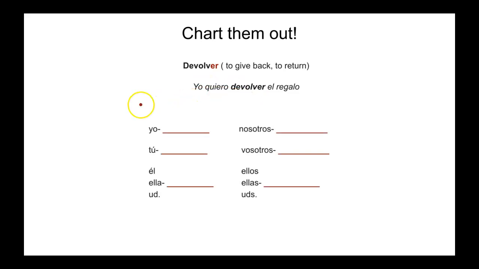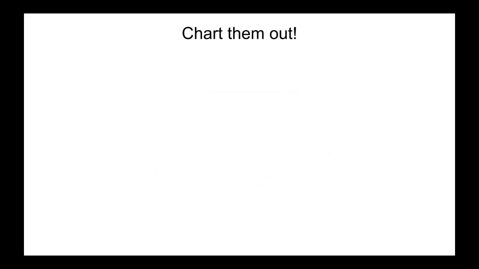Let's put it in its various forms. Yo form. Tú form. Él, ella, usted form. Nosotros. Vosotros. Ellos, ellas, ustedes. Good? Let's keep going. This is good practice.